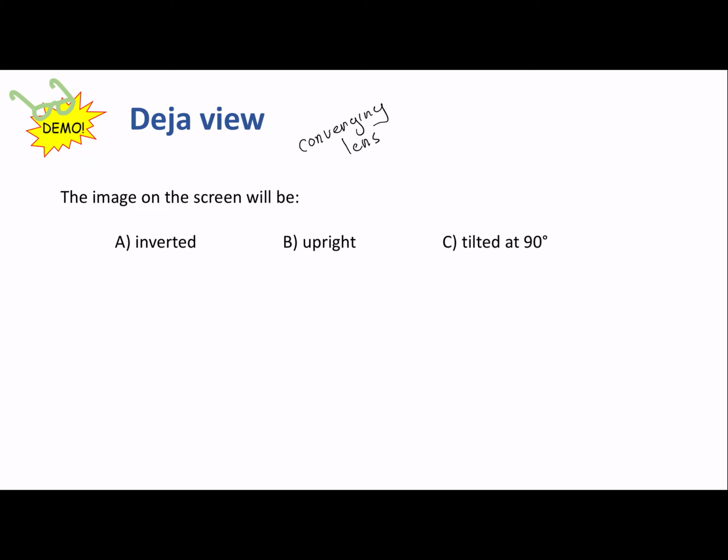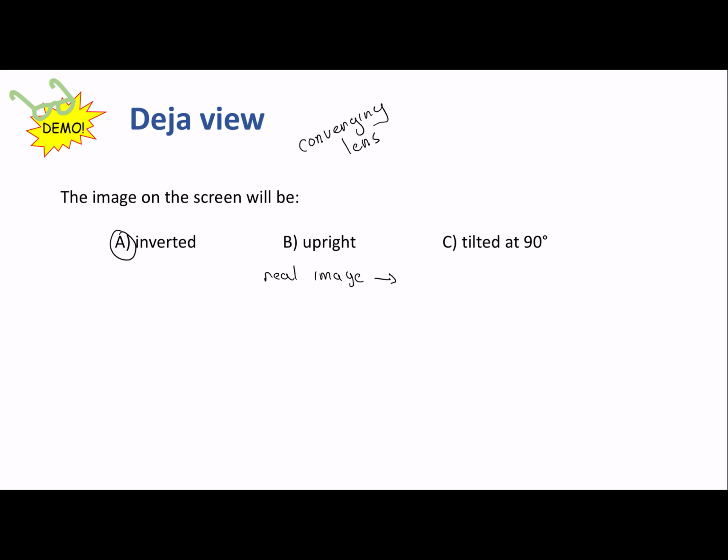So what you got to see was an image that was inverted. It was upside down. Exactly like what we saw with the convex or the concave mirror. Why? Well, the very act of projecting this thing on a screen means it must be a real image. So we have a converging lens that is producing a real image.